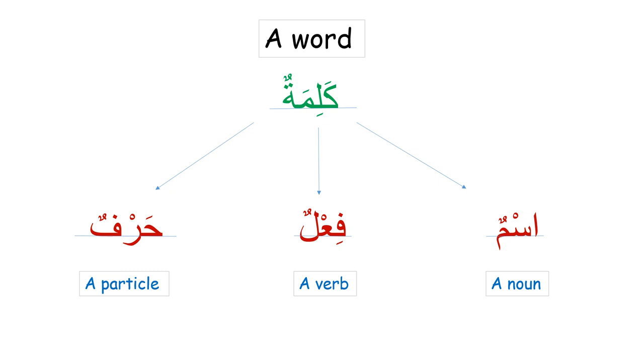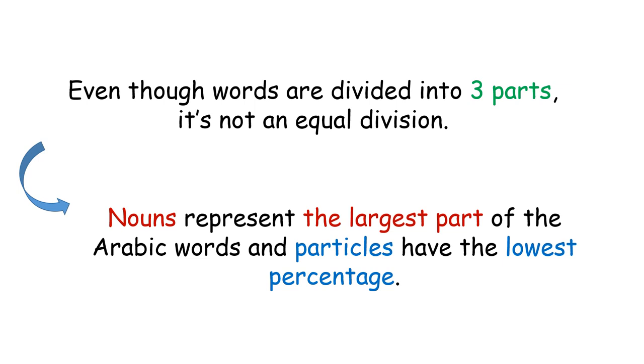At this stage, we all agree that the word is called kalima in Arabic, and that words are divided into three categories which are mutually exclusive and cover all words in the Arabic language. And these categories are ismun, which stands for noun, fi'lun, which stands for verb, and harfun, which stands for particle. It is also worth mentioning that when we say divided, it is by no means an equal division, because as a matter of fact, nouns represent the largest part of the Arabic words and particles have the lowest percentage out of the three.